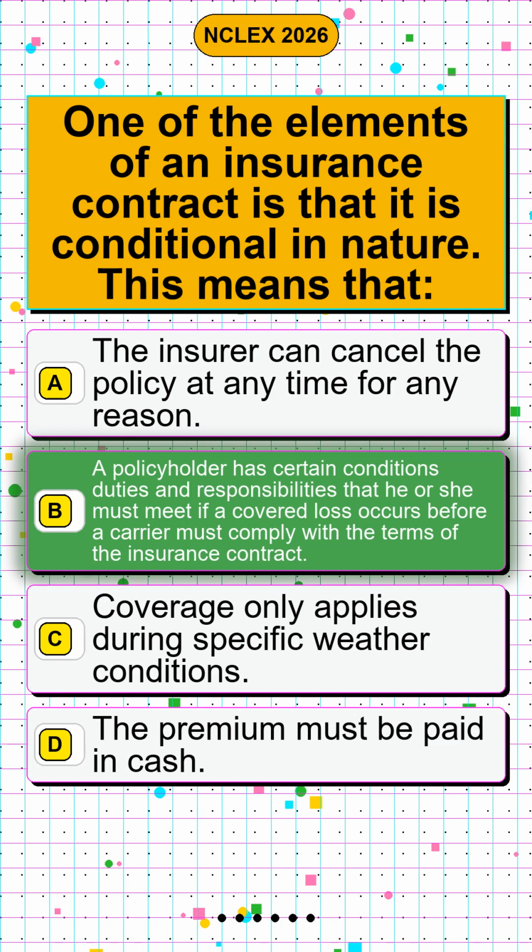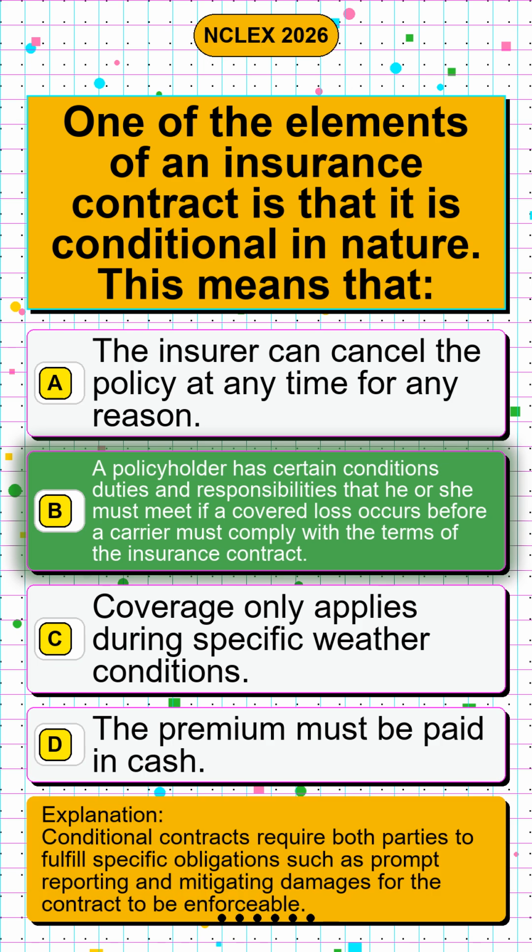The correct answer is option B. A policyholder has certain conditions, duties, and responsibilities that he or she must meet if a covered loss occurs before a carrier must comply with the terms of the insurance contract. Conditional contracts require both parties to fulfill specific obligations, such as prompt reporting and mitigating damages, for the contract to be enforceable.